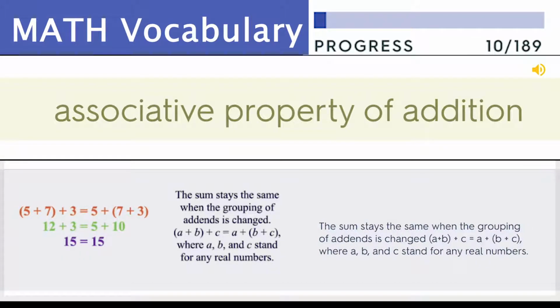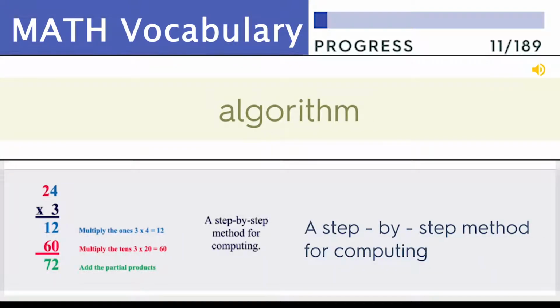Associative property of addition. The sum stays the same when the grouping of addends is changed. (a + b) + c equals a + (b + c), where a, b, and c stand for any real numbers. Algorithm. A step-by-step method for computing.